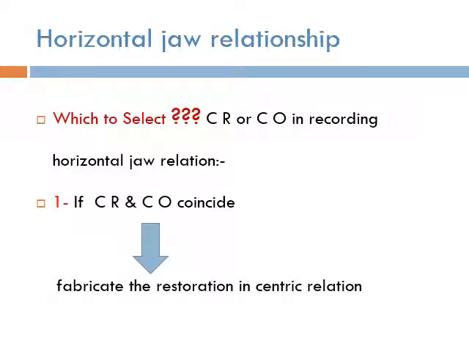Which to select, centric relation or centric occlusion, in recording the horizontal jaw relation? If eccentric relation and occlusion coincide, fabricate the restoration in centric relation. If the two coincide with each other, we work in centric relation. And we know the meaning of centric relation, which is the most retruded relation in mandible and maxilla, when the condyle is in its most unstrained position at any degree of jaw separation.